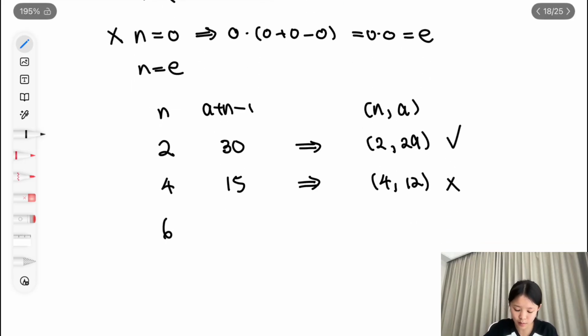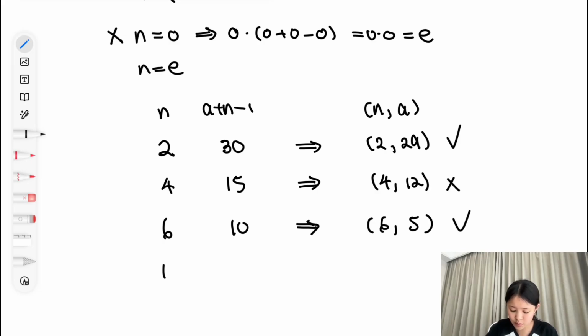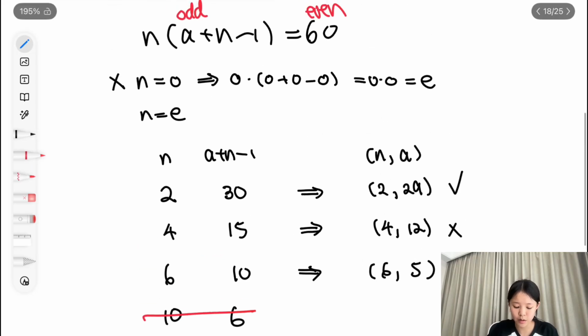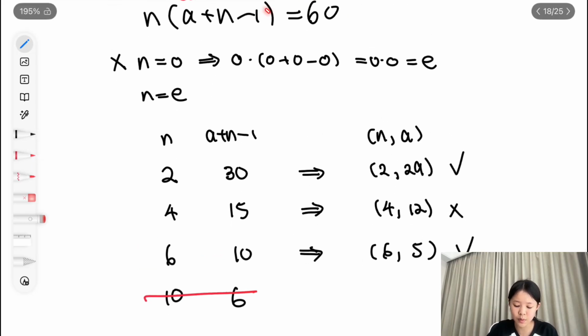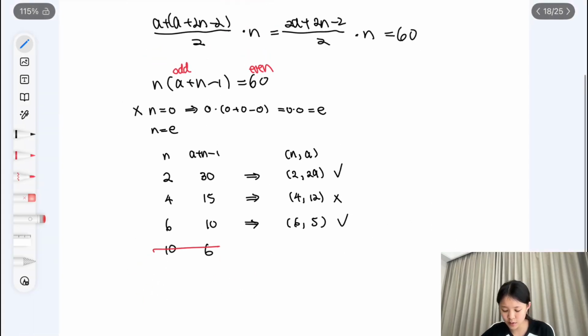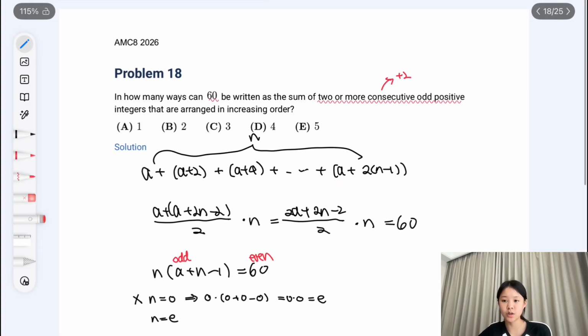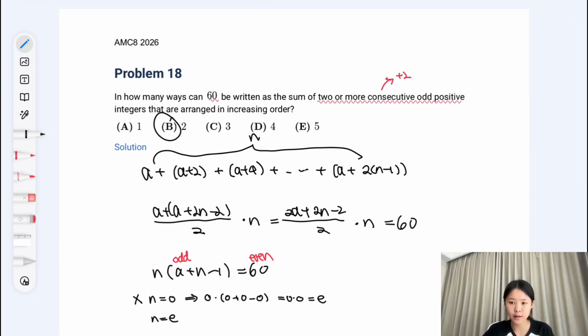And then 6, 10. We get 6, 5, which as we know is correct. And then you can keep going in 10, 6, but that's not correct. Since if you bring it back up here, you'll realize that this will make a negative number, so that would not be viable. So then overall, if we count, we have 1, 2 solutions, and that means there are 2 ways to arrange this in increasing order. Okay, next.